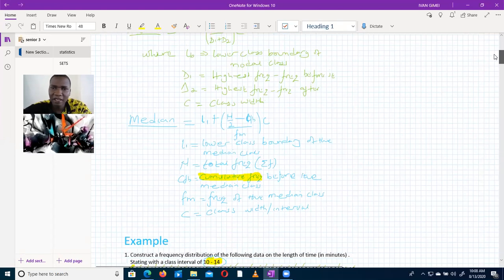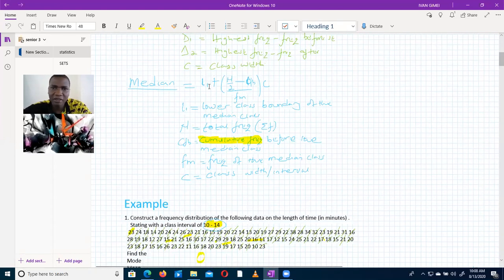Then we went to the median. The formula for the median is here. We said you get the lower class boundary plus n out of 2, where n is summation f, minus cumulative frequency before, divided by frequency of that class, times c. And we had a couple of examples on that.